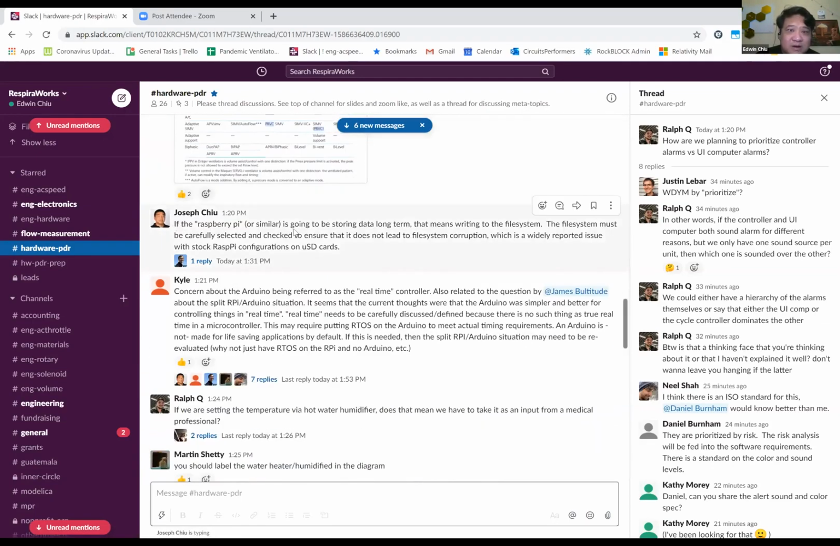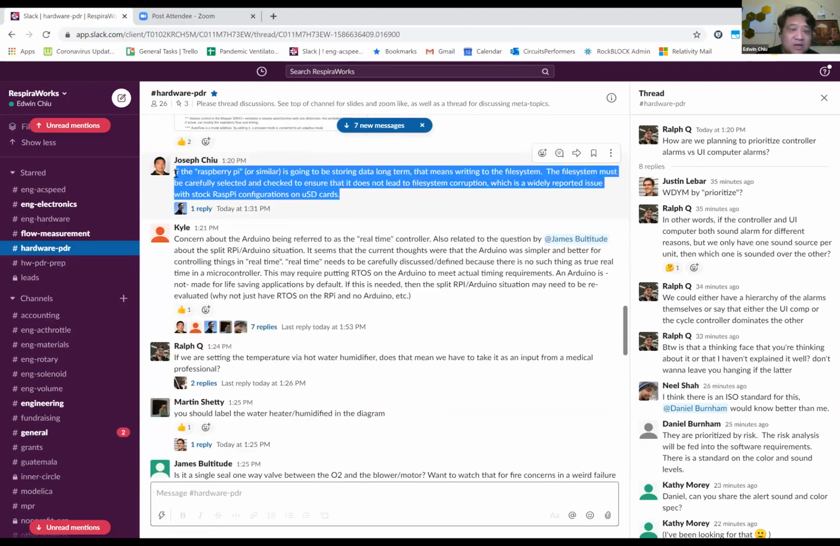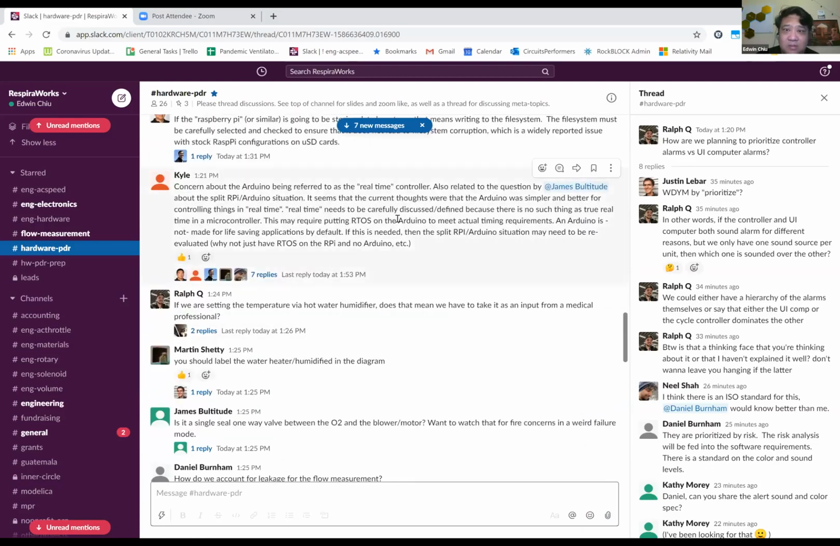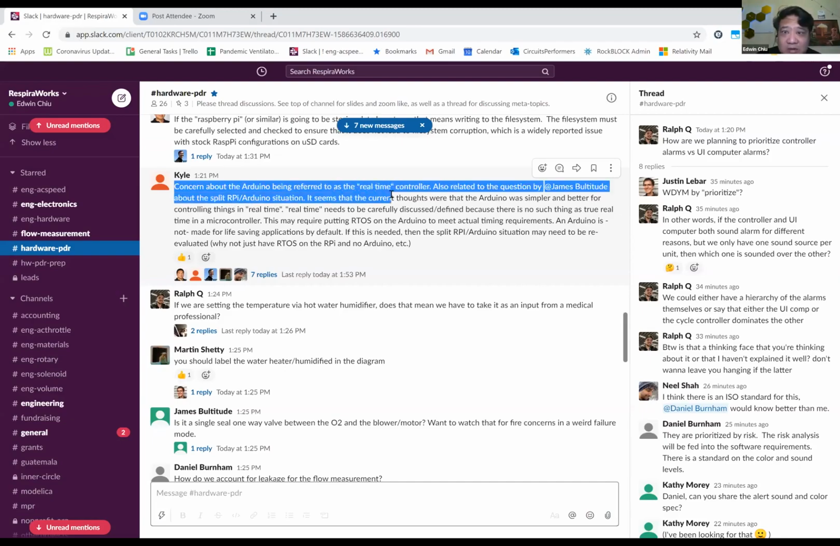Joseph True writes, if the Raspberry Pi or similar is going to be storing data, okay, this is the same comment that we had earlier. Yep, exactly, we need to be worried about file system corruption. Cal writes about the Arduino being referred to as a real-time controller, related to James's question about the split RPi Arduino situation.